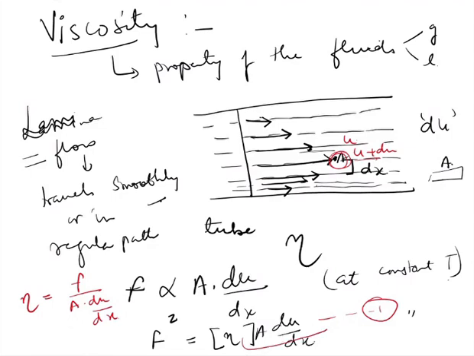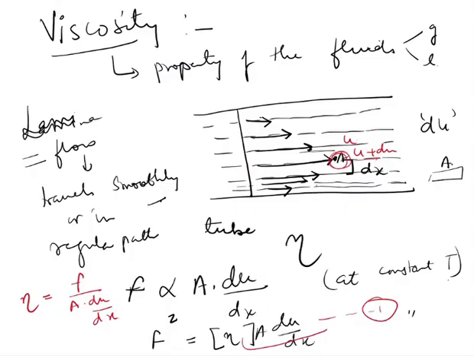Now I want to define the coefficient of viscosity with equation number 1. So how will I do that? In terms of one unit area, you can define it. Ma'am, the external force required to maintain the velocity difference of 1 unit between two layers which are 1 unit apart, and the area of contact between them is 1 unit. Okay, 1 unit. Okay, good.